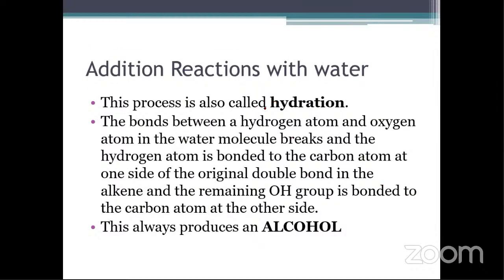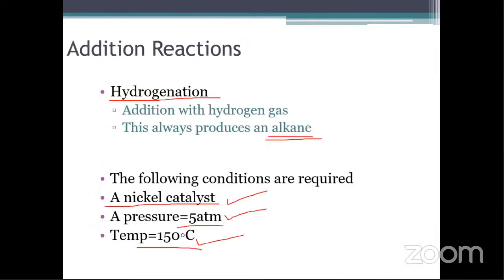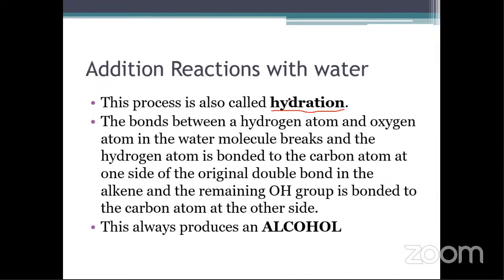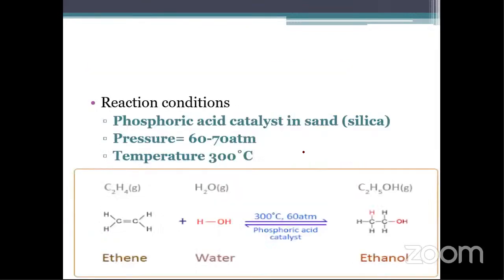Now, you can also add water to the alkene, and we call that hydration. So if you add hydrogen, it's called hydrogenation. And if you add water, it's called hydration. Now, when you add water, you will get a hydrogen atom, right? And you will also get an OH group coming off, and that will form an alcohol. So this is what it looks like. Now, the conditions: you need a catalyst. The catalyst is phosphoric acid. You need 60 to 70 atmospheres, and you need 300 degrees Celsius.